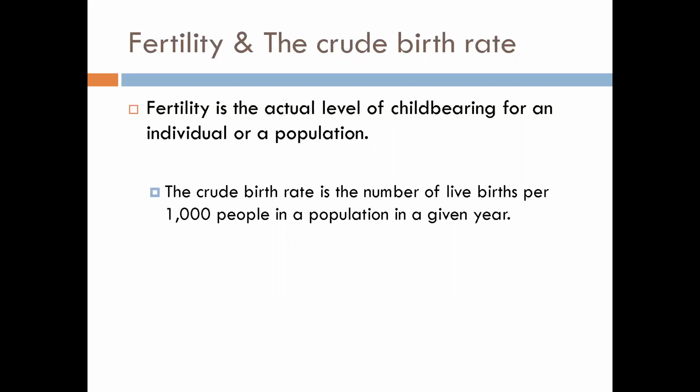What is the duration? In a given year. What is the amount? In a population. What is your sample? 1,000 people. The crude birth rate is the number of live births, not death births, live births. The crude birth rate is the number of live births per 1,000 people in a population in a given year.